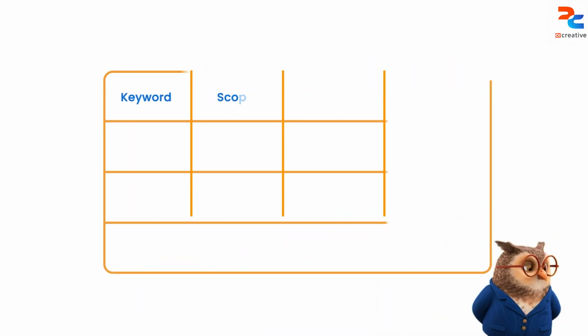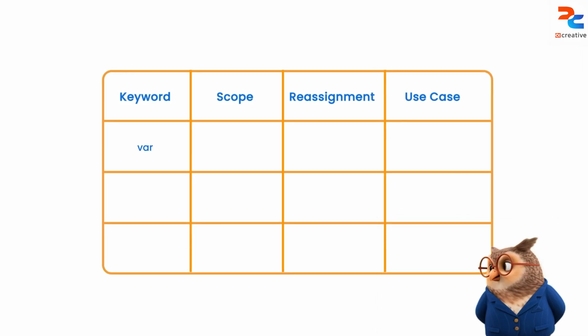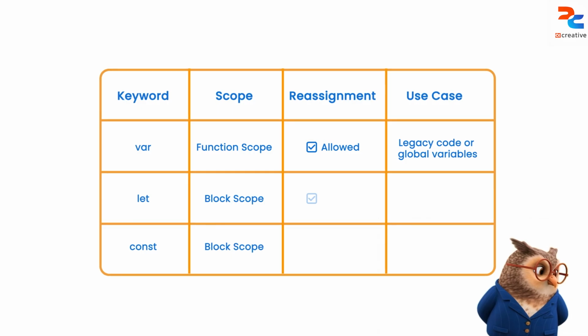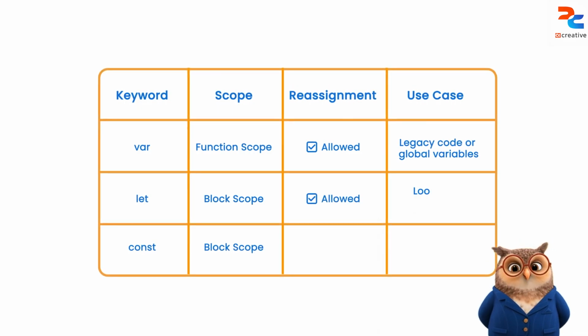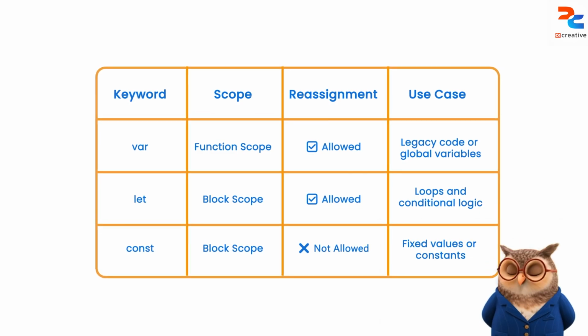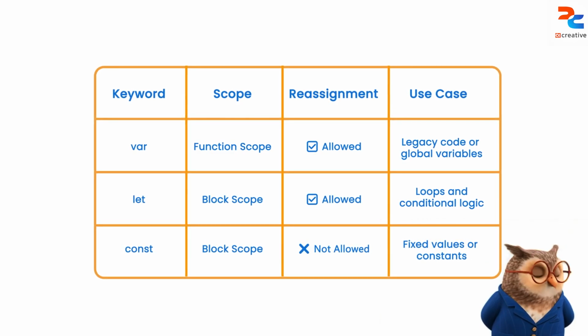Let's compare the three. Var is function scope, meaning it's available everywhere within the same function. Let and const are block scope, meaning that they only exist inside curly braces. Let's go through a simple example where I'll demonstrate how var and let make a huge difference when declaring and using variables.